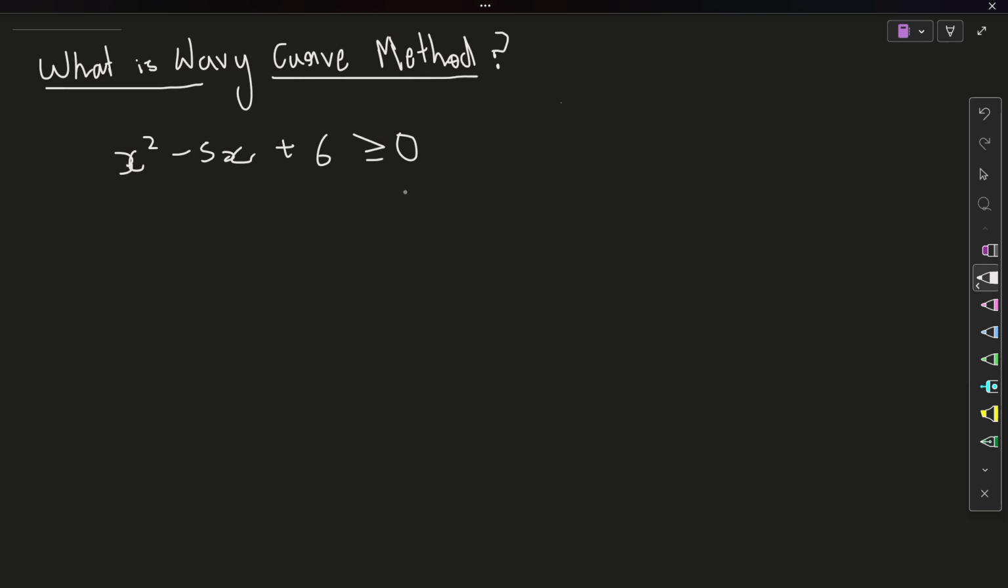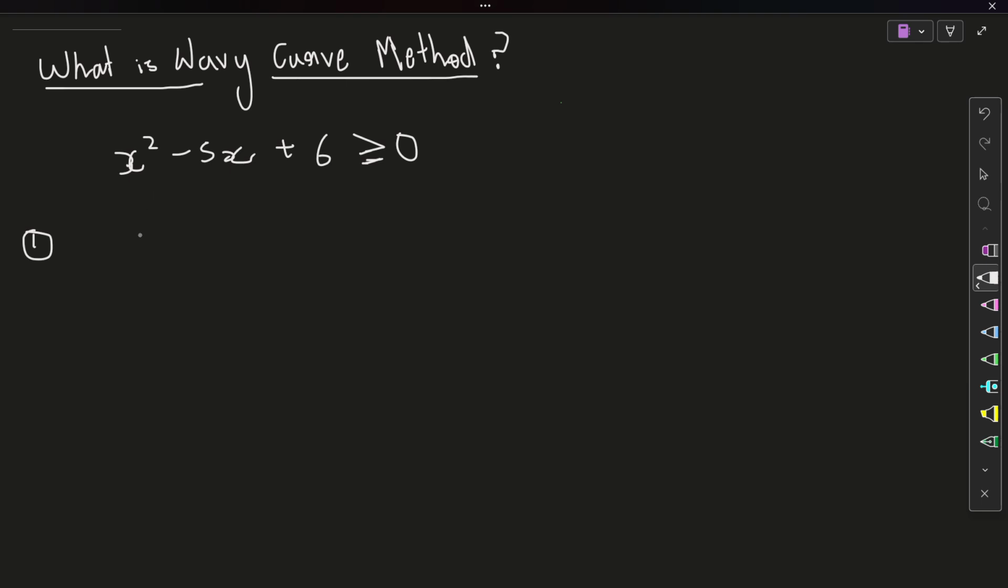What does it mean to solve an inequality? We have to find the interval in which, if we put the value of x from that interval into this expression, we get the expression always greater than or equal to 0, or whatever condition we are given. So the Wavy Curve method has some very simple steps.